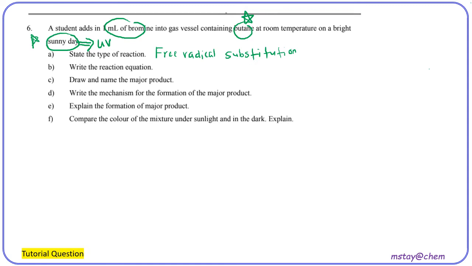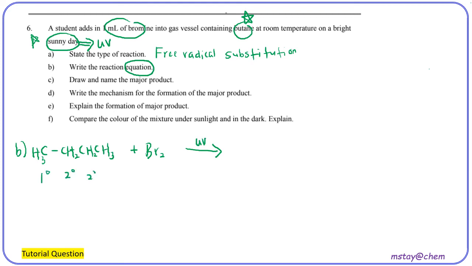Write the reaction equation. So we need the equation. I write the answer over here. Butane has 4 carbons, so you can just write down 4 carbons and then complete with the hydrogens: CH3, CH2, CH2, CH3. And then react with the bromine in the presence of the UV. So this one is primary, secondary, secondary, and primary carbon respectively. This means that this alkane is not equivalent, so more than one product will form.